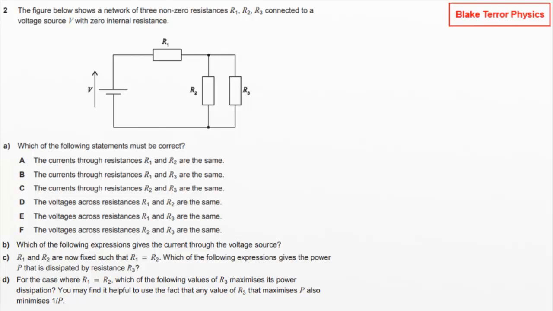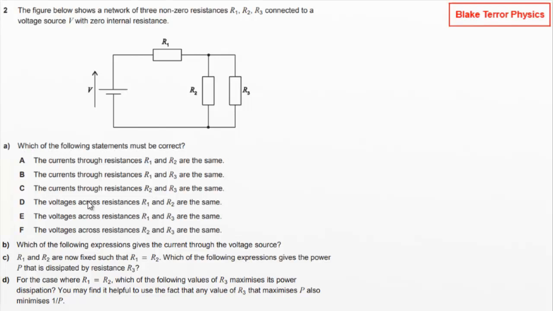So we've got a simple setup here of three resistors, two of them in parallel, and then that pair connected in series. They're of different resistances, non-zero, R1, R2, R3, and we've got an EMF of V. So which of the following statements must be correct?